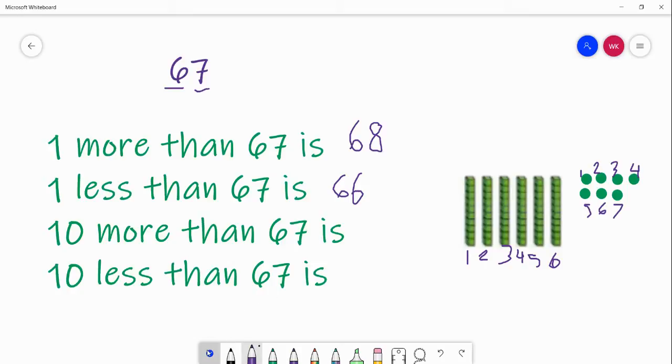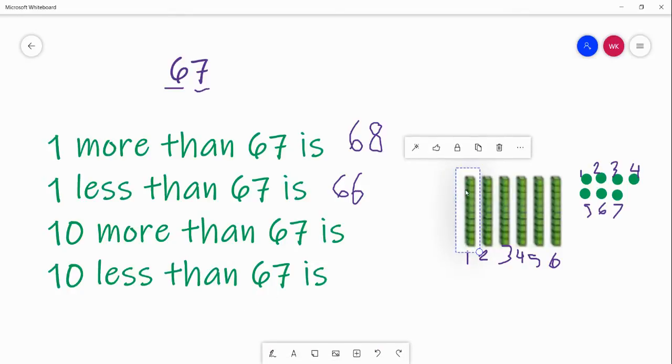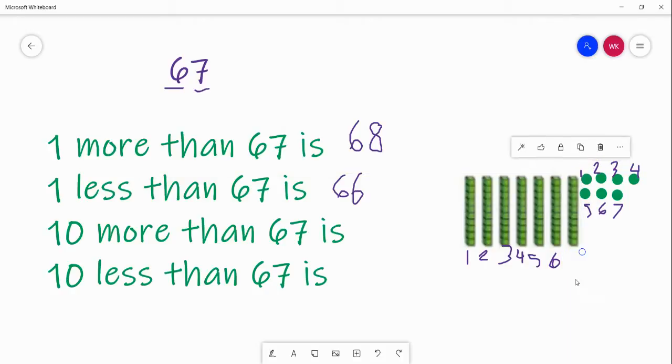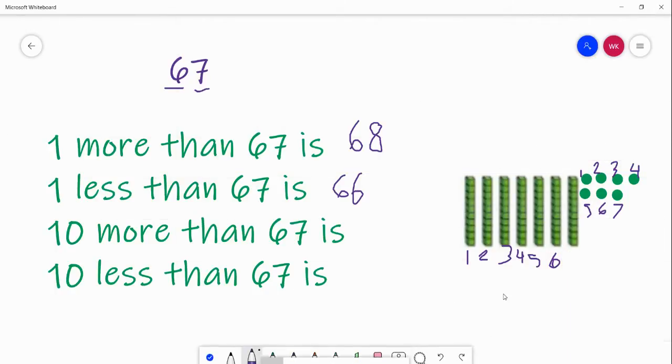All right. Now 10 more than 67. That is what we're figuring out. So 10 more, we're going to be adding 1 more 10 rod in. I'll put it right there. We're adding 1 more 10 rod in because we're adding 10 more. So we're trying to figure out what 10 more is. So I'm going to add a tens rod in.